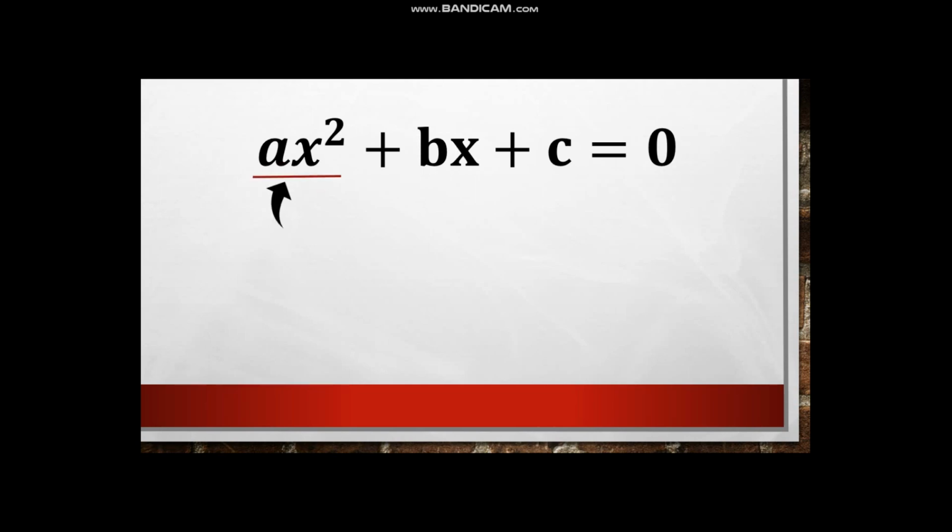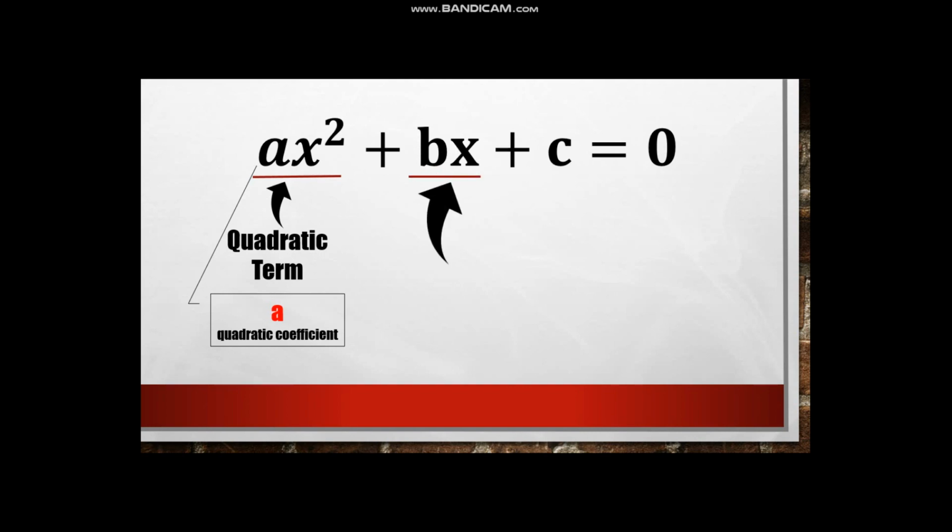First, ax squared. So ax squared is known as the quadratic term. The quadratic term is composed of a constant, a variable, and of course, the exponent of 2. The constant a is also known as the quadratic coefficient or the numerical coefficient of the quadratic term. Is that clear?